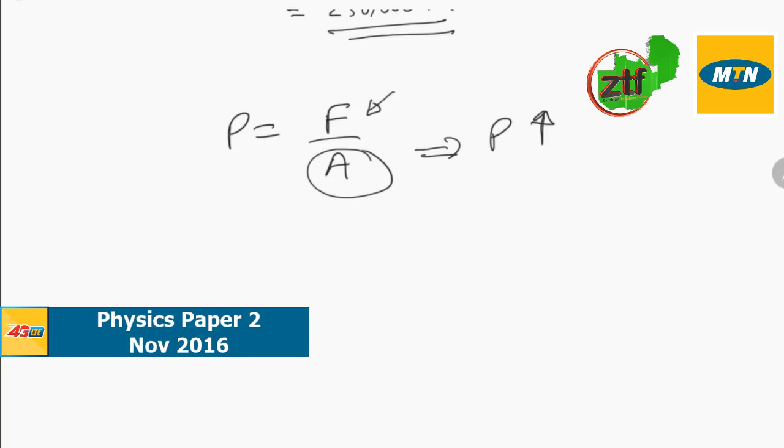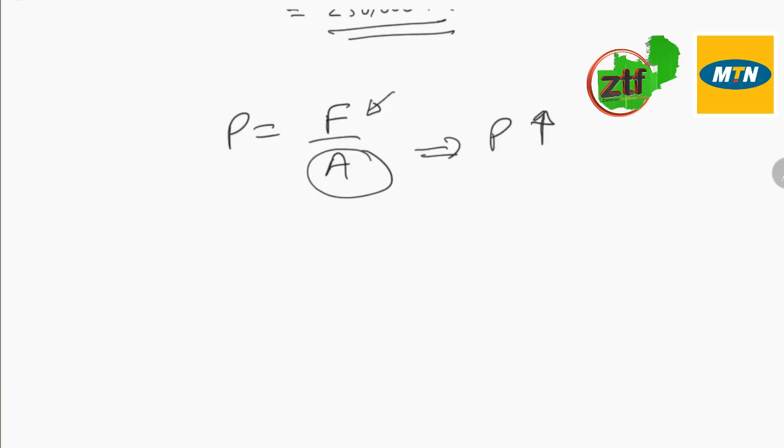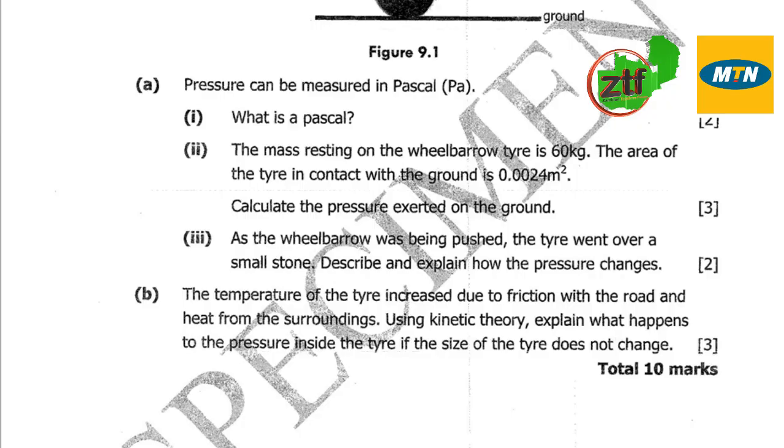Part B, the temperature of the tire increased due to friction with the road and heat from the surroundings. Using the kinetic theory, explain what happens to the pressure inside the tire if the size of the tire does not change. If the size of the tire does not change, it means that the volume is constant.